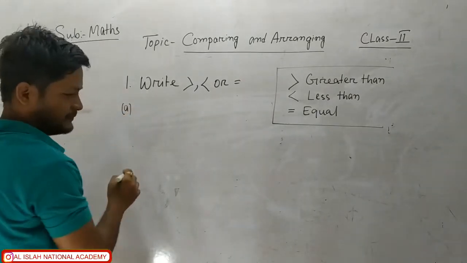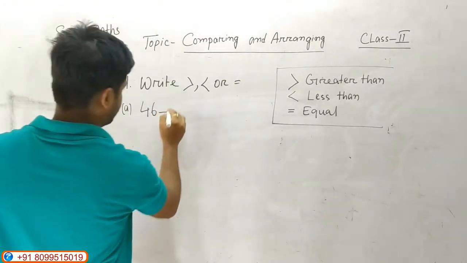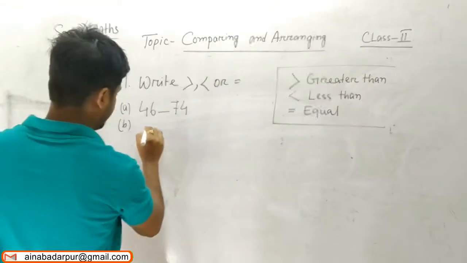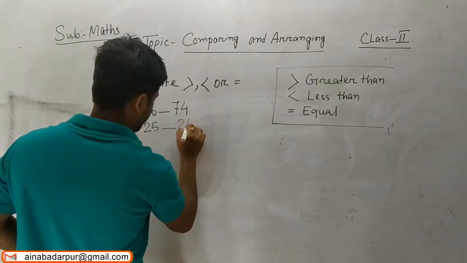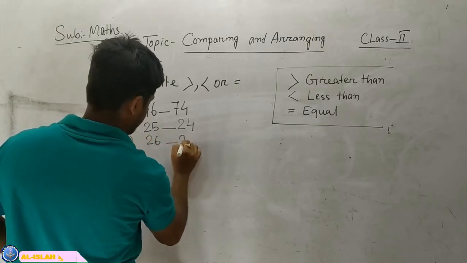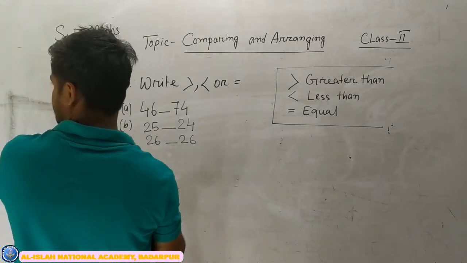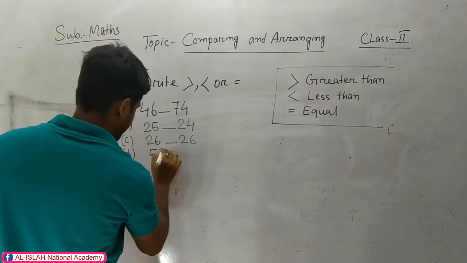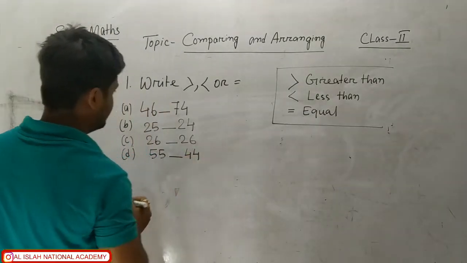Question number A: 46 and 74. Number B: 25 and 24. Then 26 and 26. Then 55 and 44.